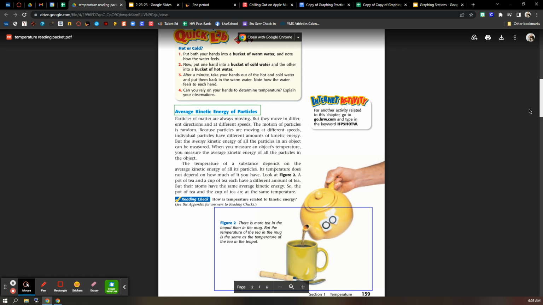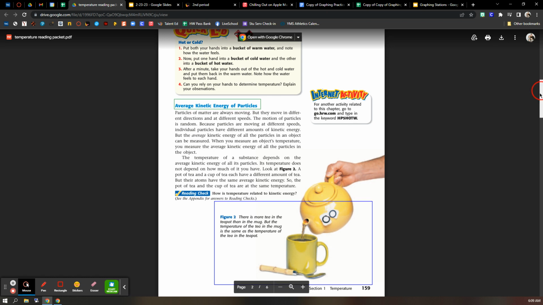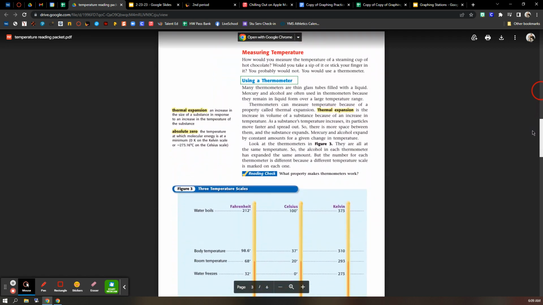The temperature of a substance depends on the average kinetic energy of all of its particles. Its temperature does not depend on how much of it you have. Look at figure 2. A pot of tea and a cup of tea each have a different amount of tea, but their atoms have the same average kinetic energy. So the pot of tea and the cup of tea are the same temperature.